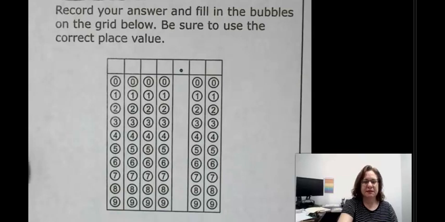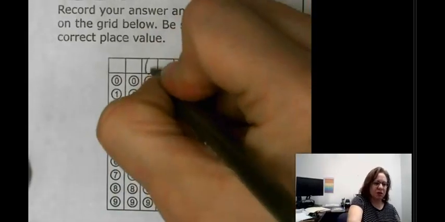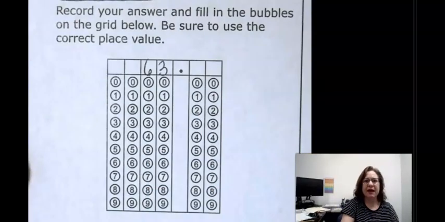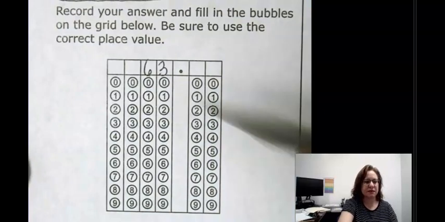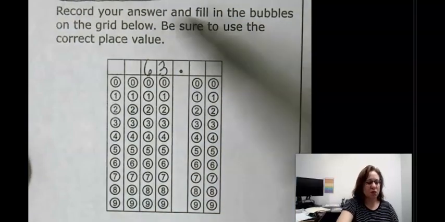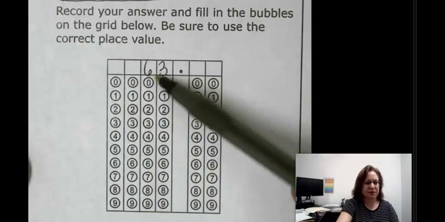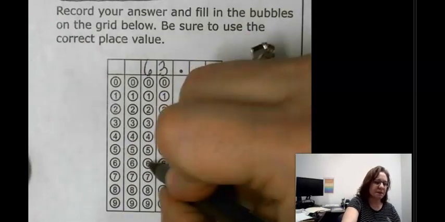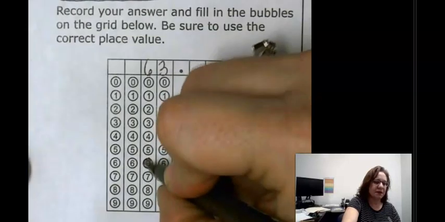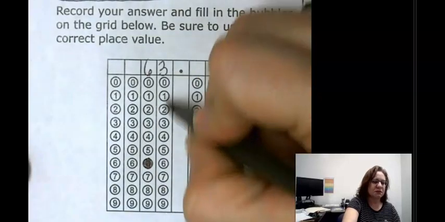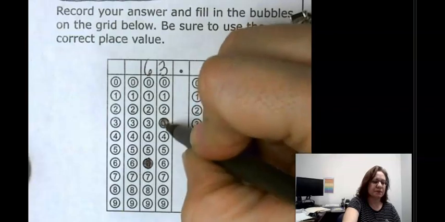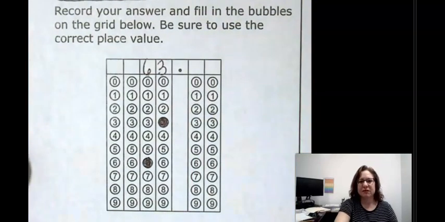So that's 63 whole yards. We do not have any tenths or hundredths. We don't have any thousands. We don't have any hundreds. So I put the 6 in the tens place, and I put the 3 in the ones place. All right, good job.